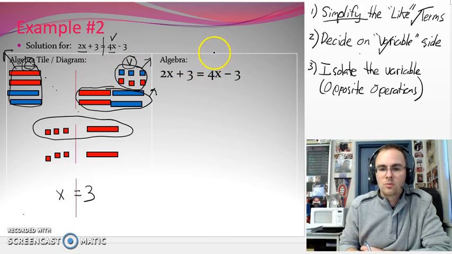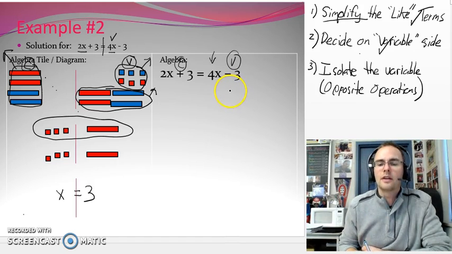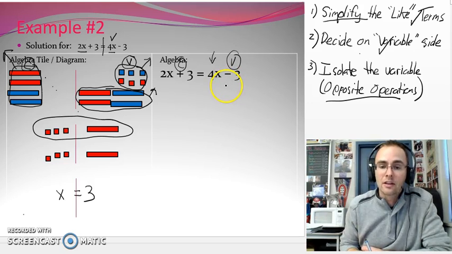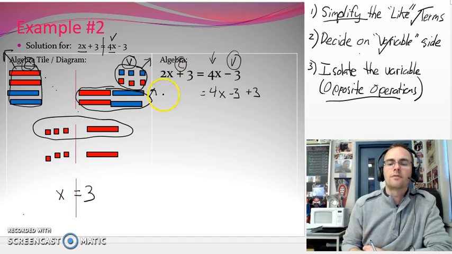Decide on a variable side. Well, this side here has more variables, so that'll be my variable side, and this will be for constants. So because this is variables, I want to get rid of negative 3, and to do that, you'd use opposite operations, which is simply adding 3. So for x minus 3 plus 3, this would be 0. But again, to maintain balance, I also have to add the 3 here.